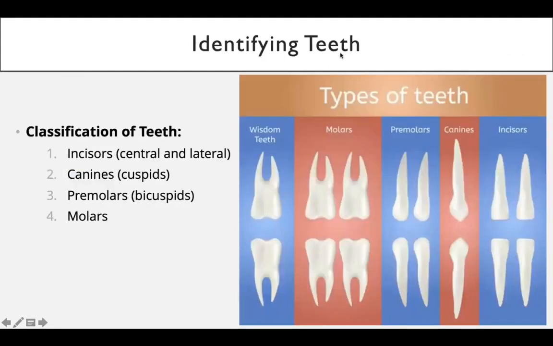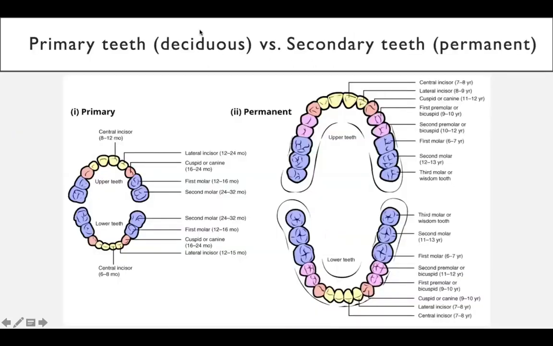So let's start with identifying teeth. We have the classification of teeth: incisors, canines, premolars, molars, and the third molar, wisdom teeth. Incisors are central and lateral. If it's in the center, central incisors, can you see these are the central incisors, and then on the side we have lateral incisors. Then we have canines, no central, no lateral. The premolars: towards the center is first, and away from the center, towards the molar, is the second premolar. And then first molar, second molar, and the third molar is the wisdom tooth.